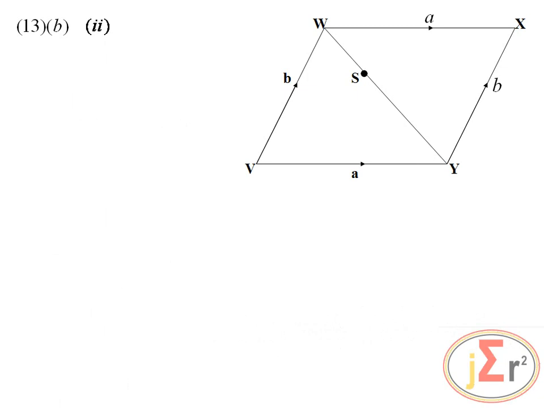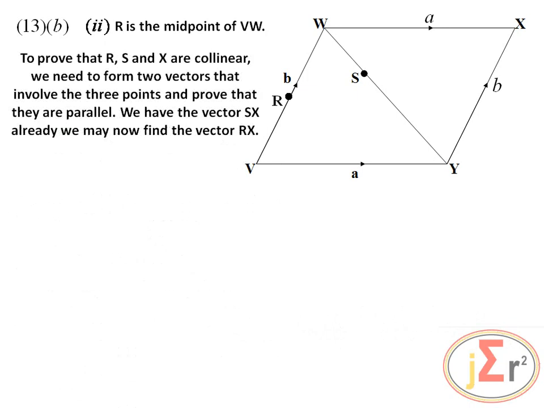What are we required to do next? We are told that R is the midpoint of VW. Then we need to prove that R, S, and X are collinear. So R is the midpoint of VW as we have it right there, and then we need to prove that R, S, and X are collinear.